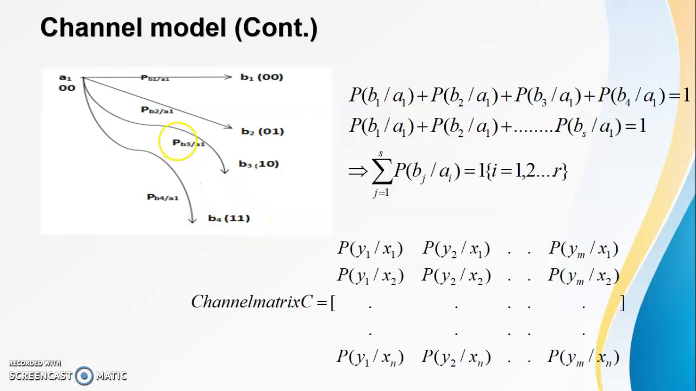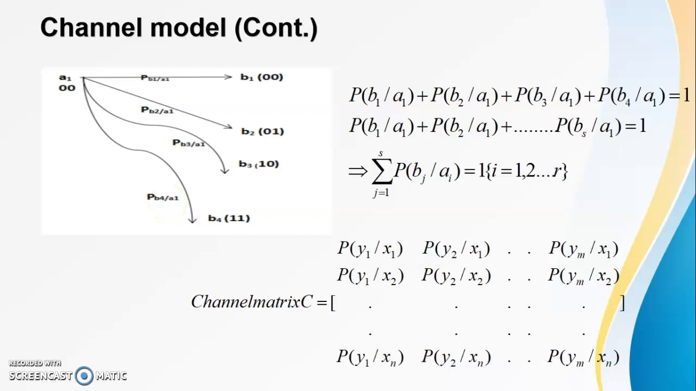Now when A1 is sent and B1 is received, then no error occurs during transmission as A1 equals B1. The transmission probability for that is represented by P(B1/A1). Similarly, when B2 is received, the probability is P(B2/A1). Similarly, when B3 is received, the probability is P(B3/A1), and when B4 is received, the transmission probability is P(B4/A1).